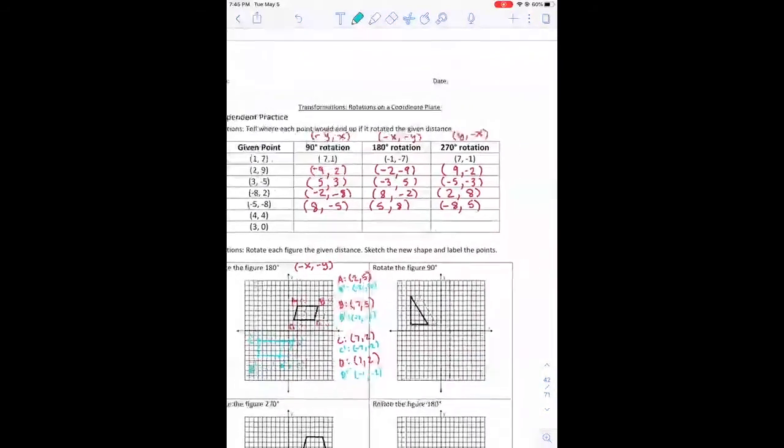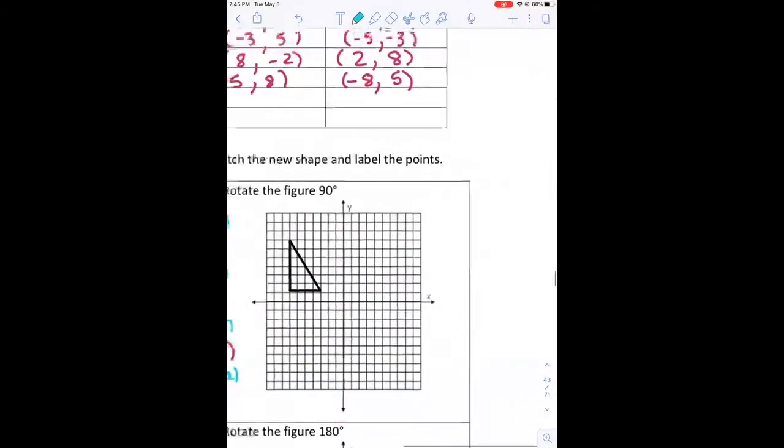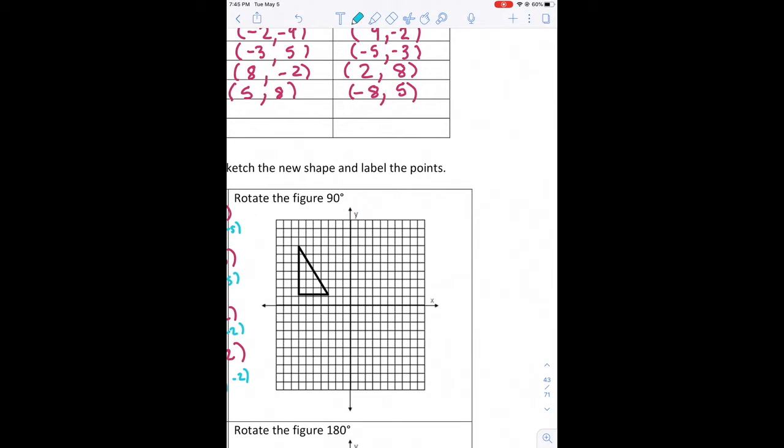See what you can do for the next one. Rotate the figure 90 degrees. Pause the video, come back when you're ready for me to go over it.